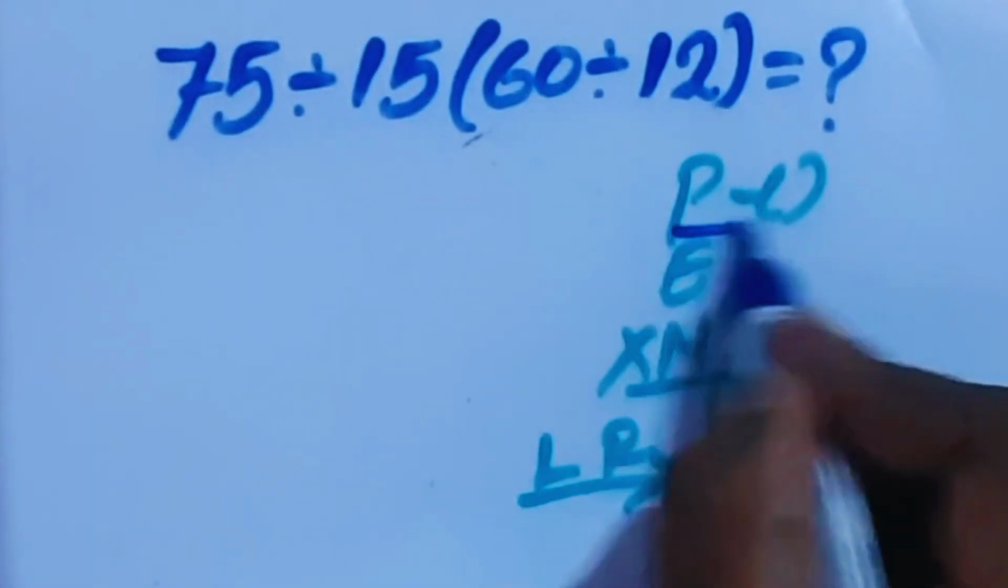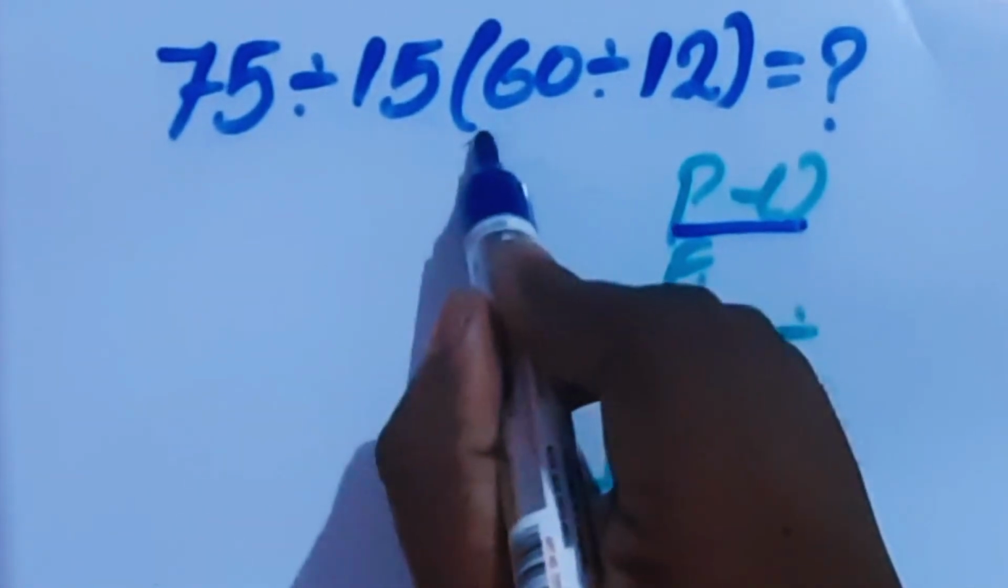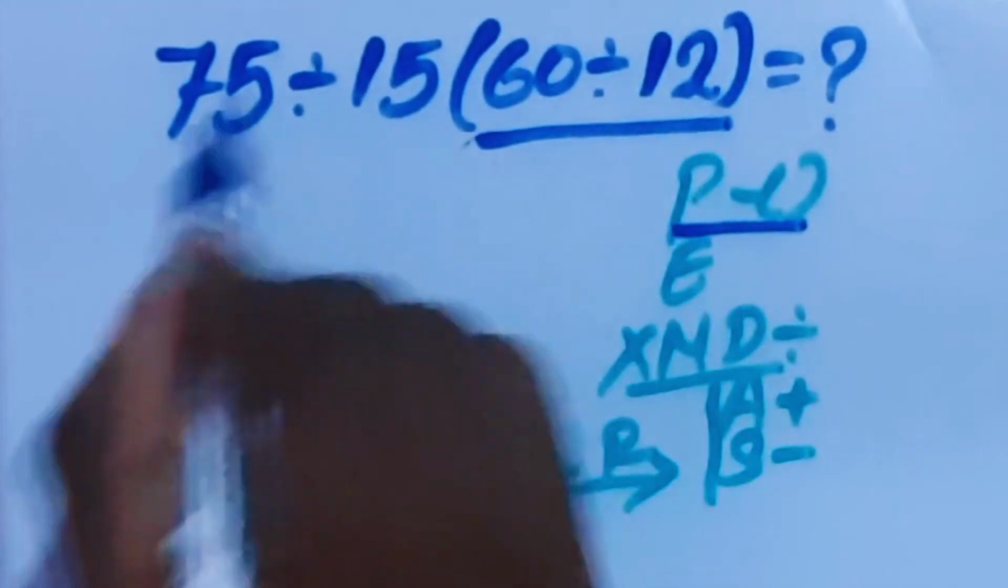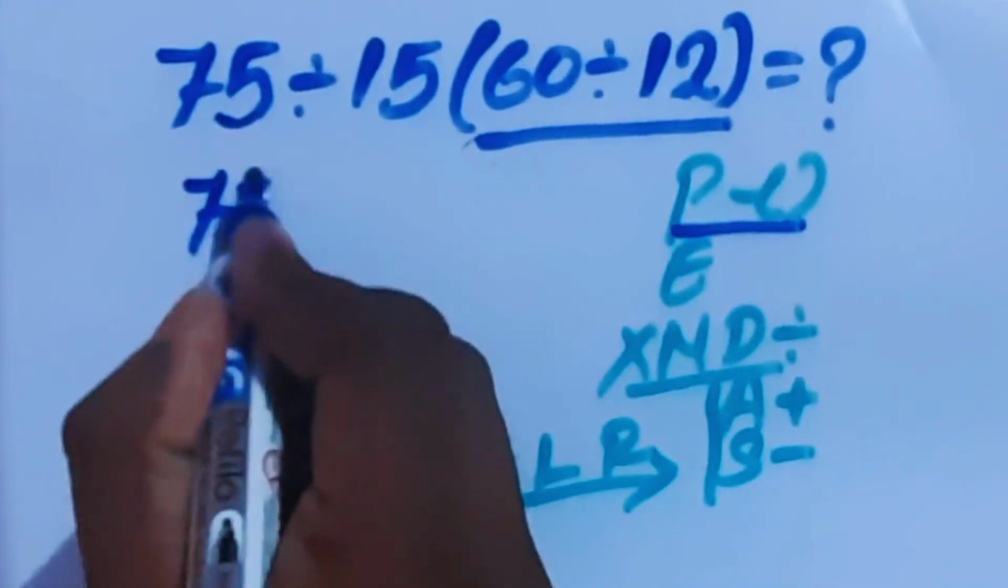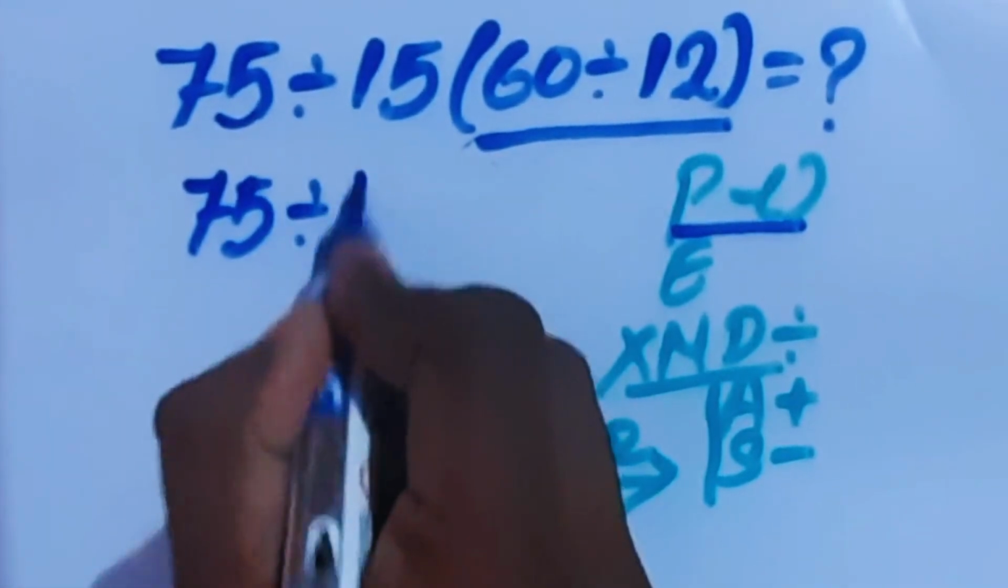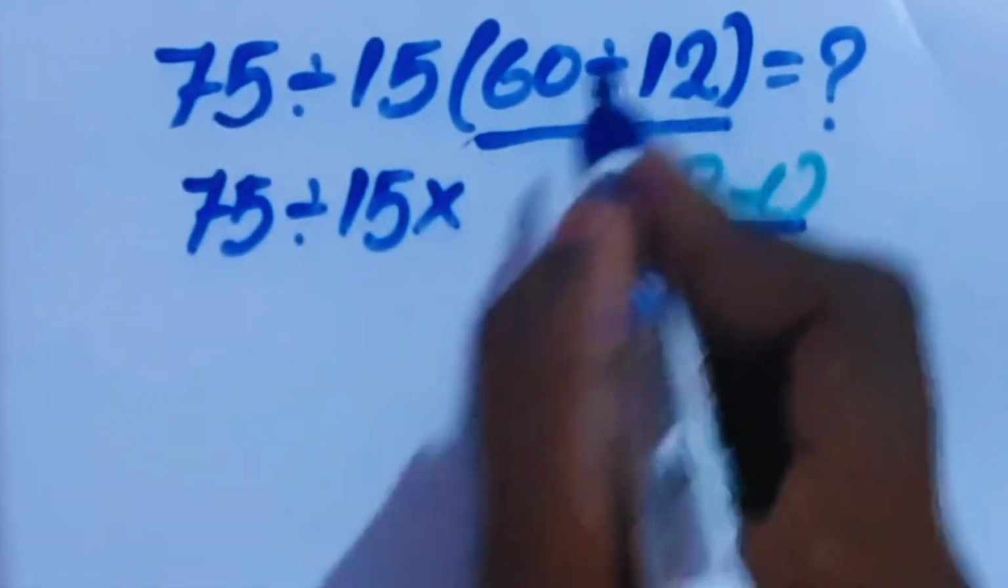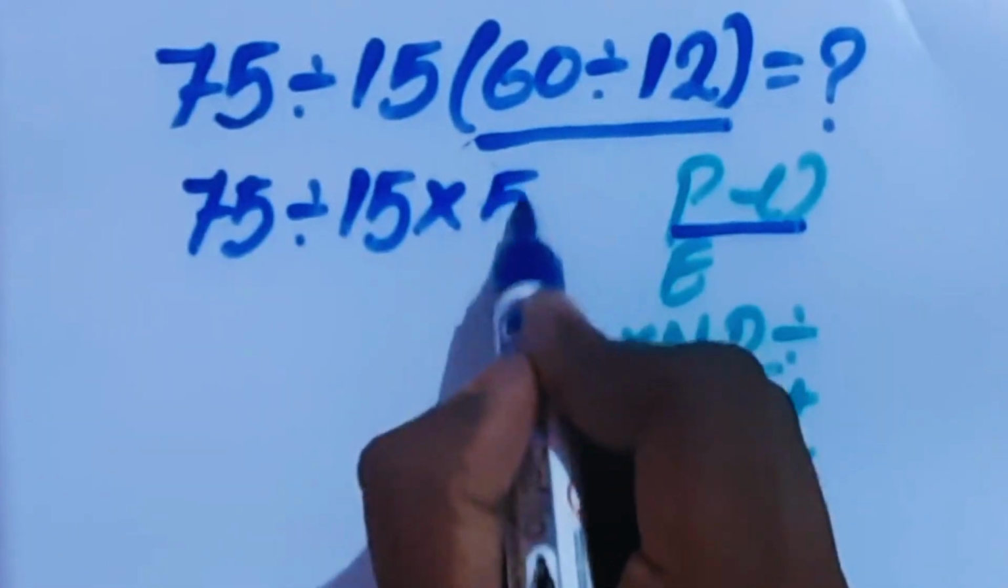Here, as per PEMDAS, this bracket is higher priority, so we have to do this before any other action. So 75 divided by 15 times this is 5.